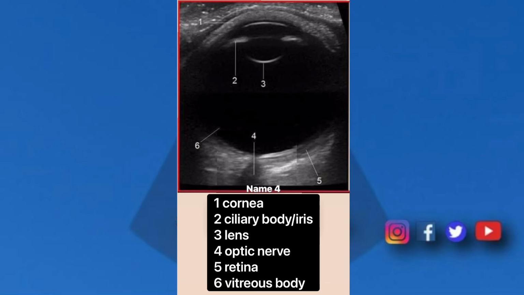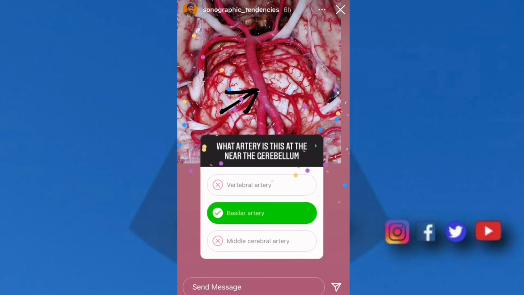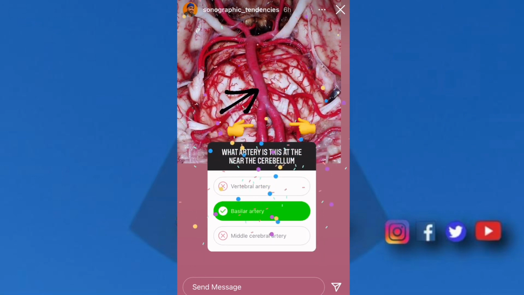Looks pretty good. Alright, so here's some cerebral anatomy at the posterior part of the brain by the cerebellum. This is good anatomy to learn if you're doing TCDs. What is the arrow pointing to? The basilar artery. Right under the basilar artery are the 2 vertebral arteries.